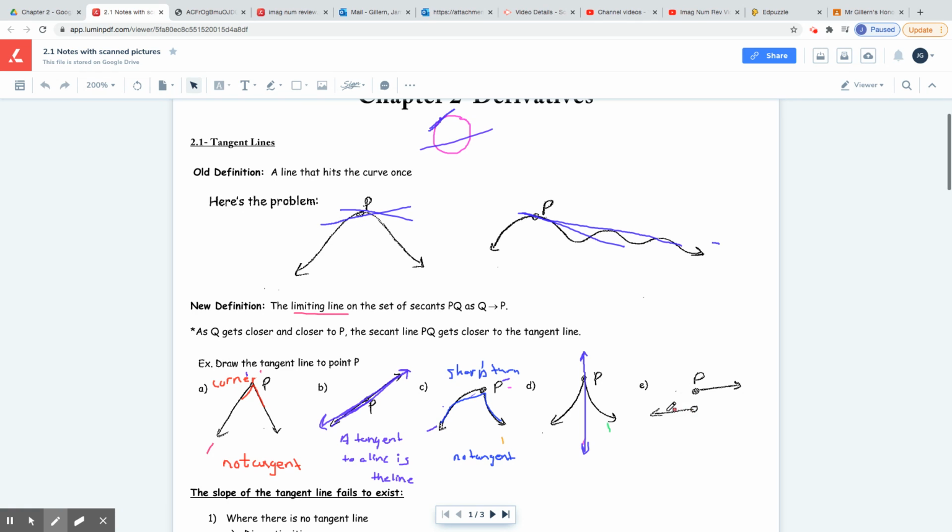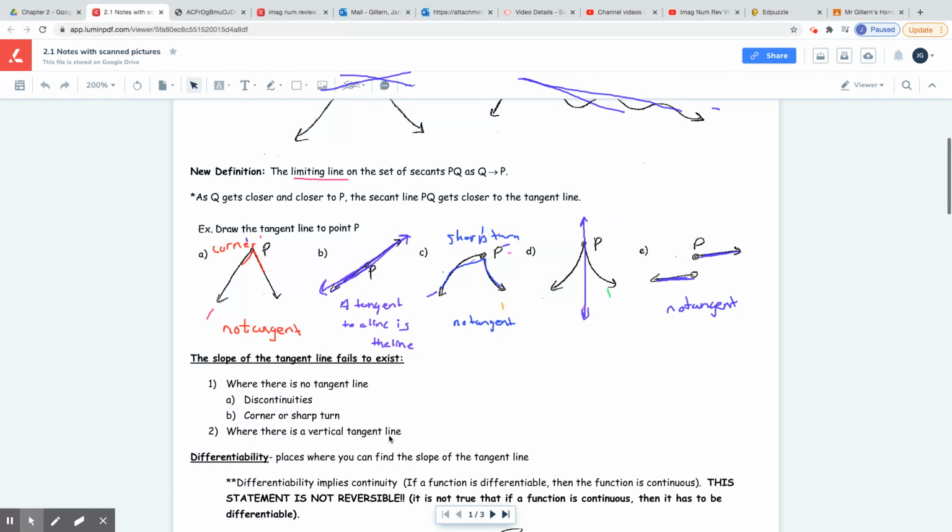E. Well, if I go from the left side, it's that straight line. From the right side, it's that line. Is it the same? Nope. So there is no tangent. All right. Basically, what's going on there? It's a jump. All right. It's a discontinuity there. So we have no tangent line.